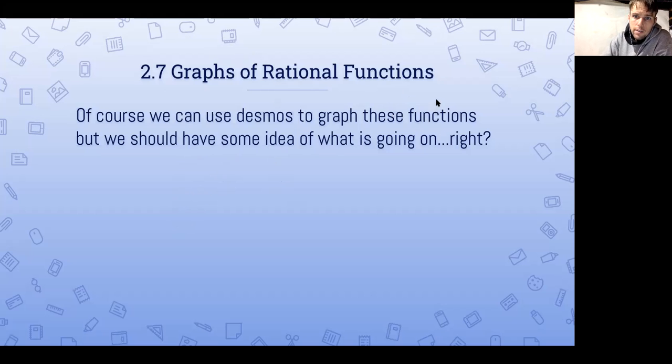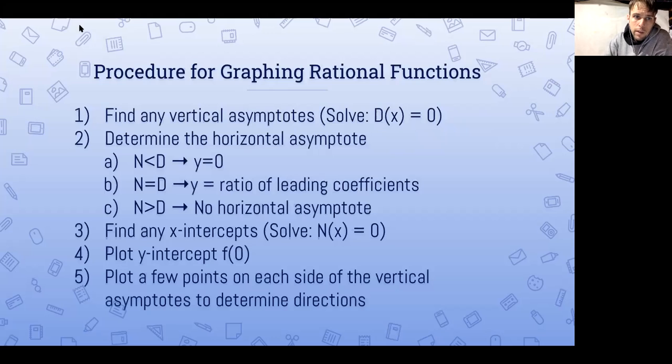All right, let's see what we're working with. So, general procedure for graphing rational functions. We're not necessarily going to do it exactly this way every single time because we will lean on Desmos a little bit more, but in general: find any vertical asymptotes, determine any horizontal asymptotes, find the x-intercepts, plot the y-intercept. Right here, step 5, this is where we're going to deviate a little bit.